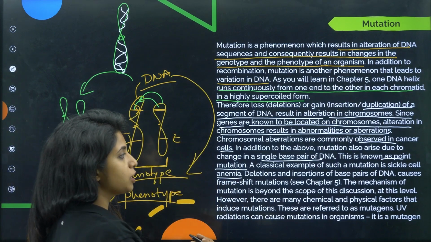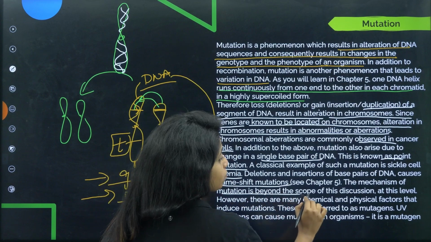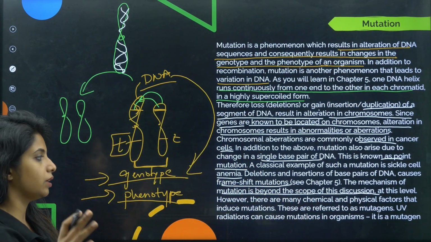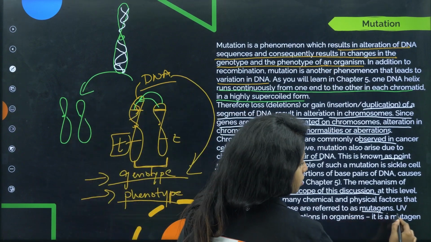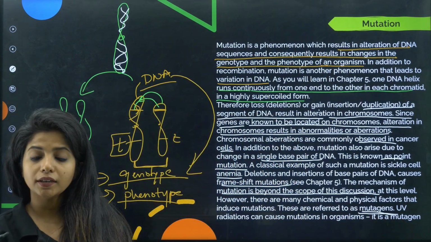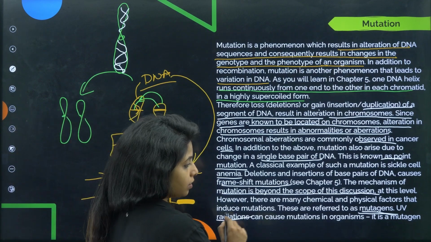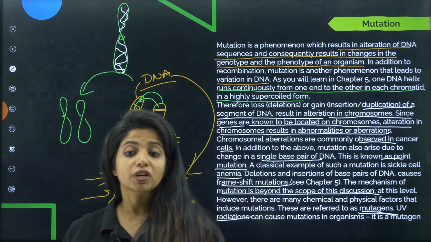Deletion and insertion of base pairs of DNA causes frame shift mutations. The mechanism of mutation is beyond the scope of this discussion at this level. However, there are many chemical and physical agents. The one that causes mutations is known as mutagens. Examples are UV radiations and things like that. Which is why we say that ozone protects us from UV radiation, which can cause skin cancer.